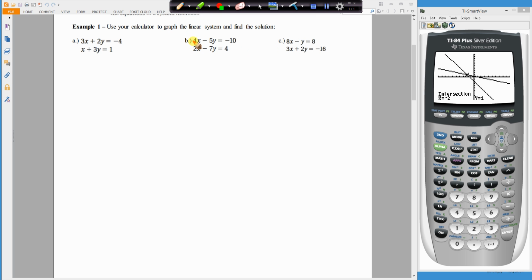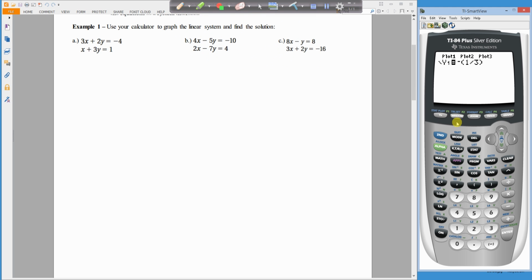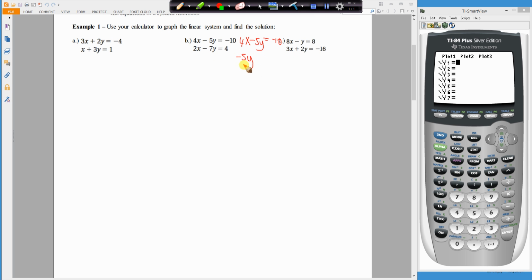So again, solve each equation for y. I can't graph it like this. Solve each equation for y. And let me get back out here and clear these out, so we can enter them into our calculator. Alright, so let's do that. Let me take this one and write it over here again: 4x minus 5y equals negative 10. And solve this for y. So take away the 4x. So negative 5y equals negative 4x minus 10.